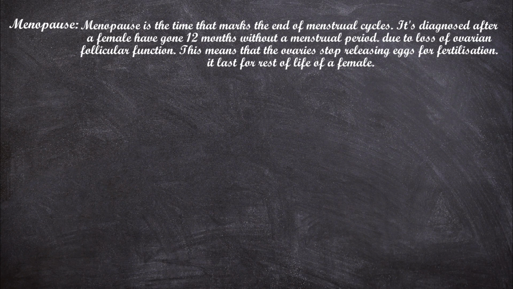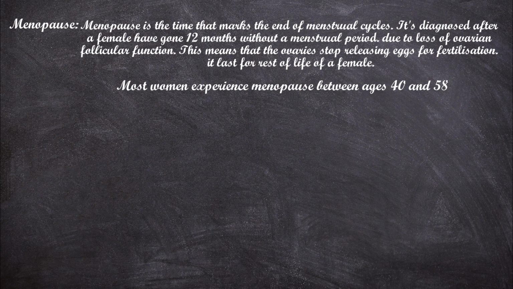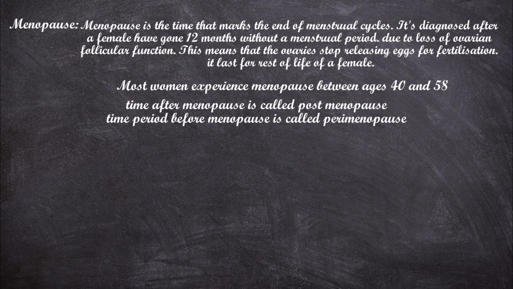Menopause is the time that marks the end of menstrual cycles. It's diagnosed after a female has gone 12 months without a menstrual period, due to loss of ovarian follicular function. This means that the ovaries stop releasing eggs for fertilization. It lasts for the rest of the life of a female. Most women experience menopause between ages 40 and 58. The time after menopause is called postmenopause, and the time period before menopause is called perimenopause. I hope you understand all this.